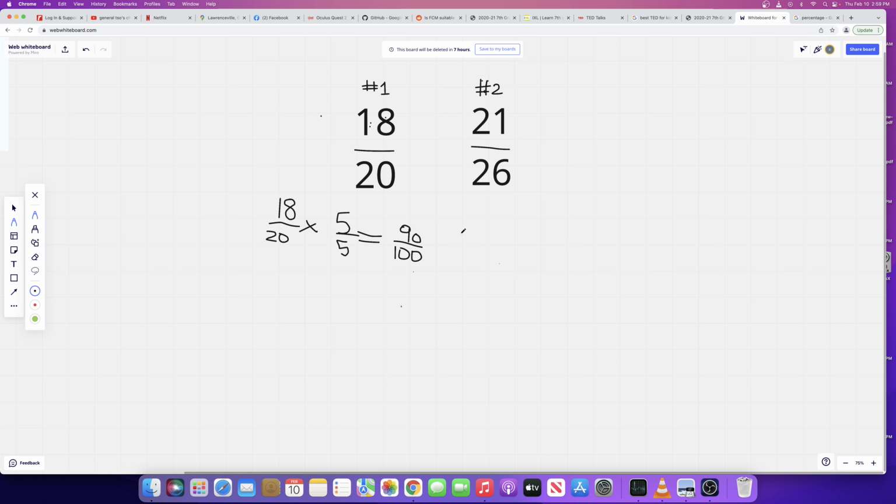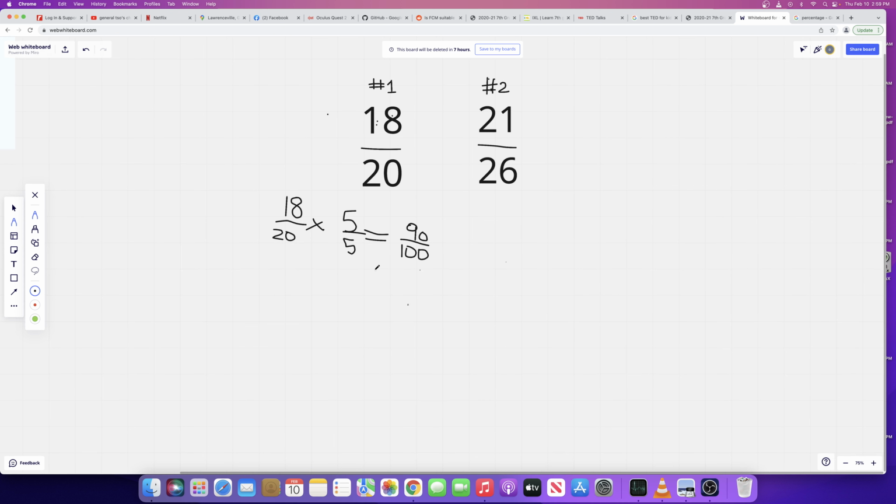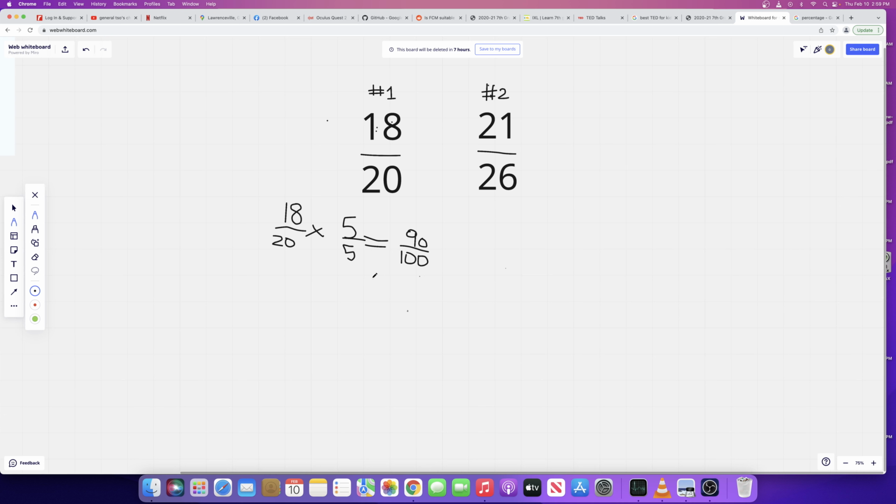Remember what I said earlier: if it's over 100, then it's a percent. So 90 over 100 is 90%. So we got a 90% on our first test.